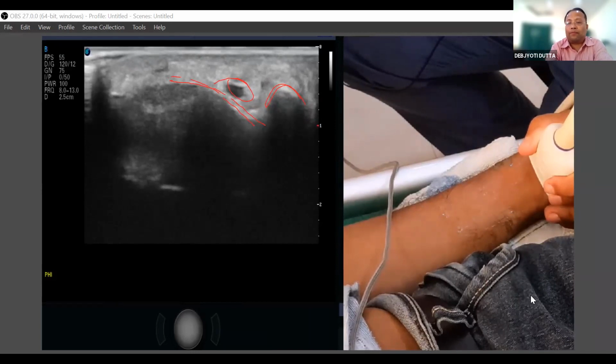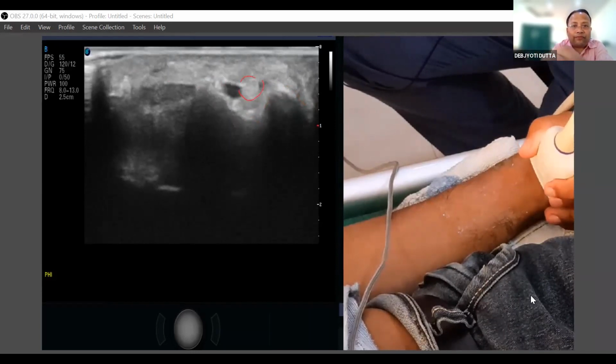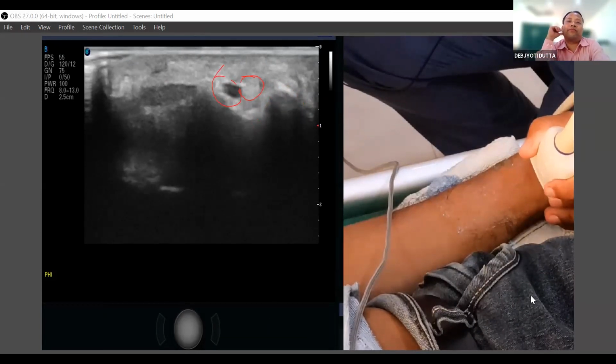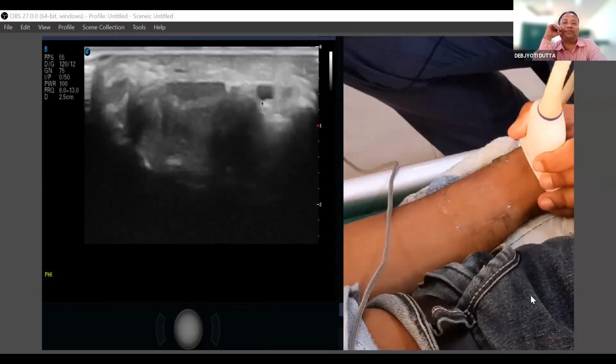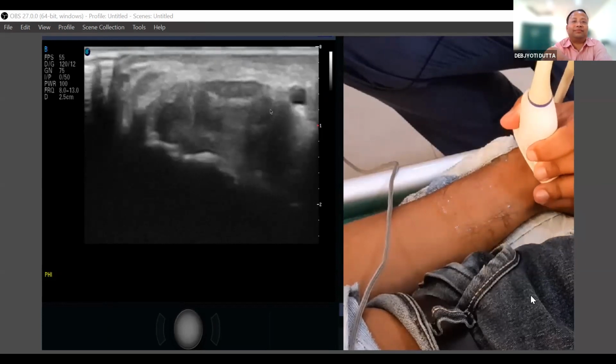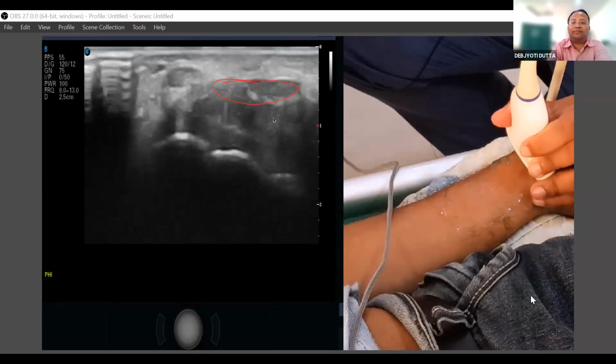Can you see the artery and nerve? Yes, sir. This is the nerve. So this is the ulnar artery and ulnar nerve. And here we can see the median nerve, and we can see the tendons below.